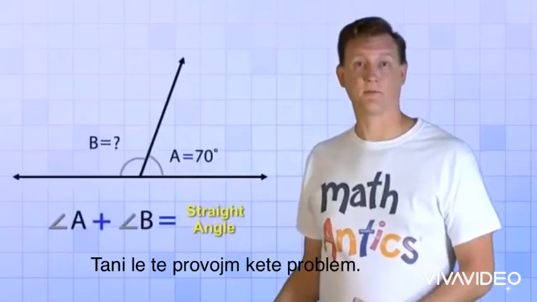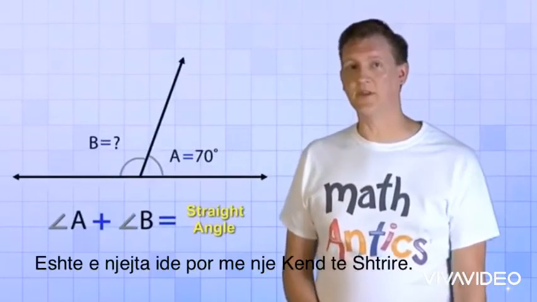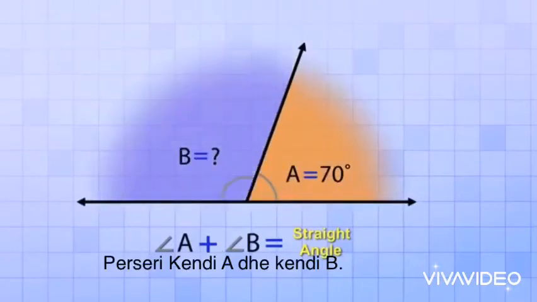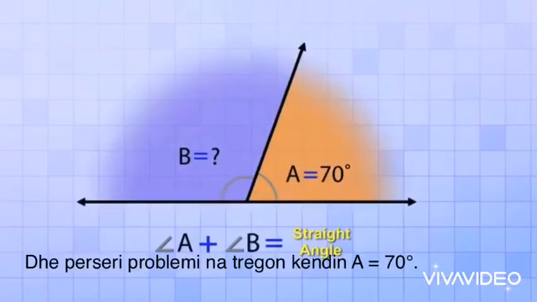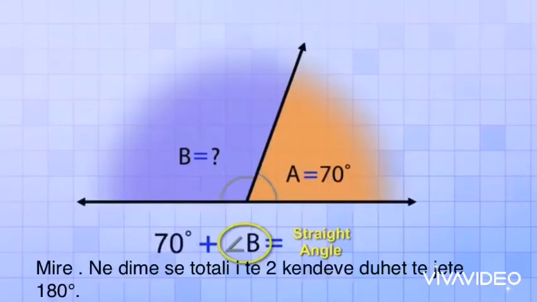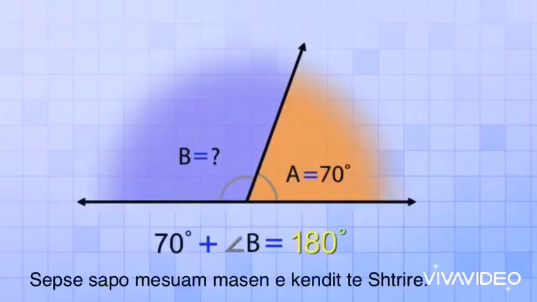Now let's try this problem. It uses the same idea, but with the straight angle this time. The straight angle is divided into two smaller angles. Again, angle A and angle B. And again, the problem tells us that angle A is 70 degrees, and it wants us to figure out what angle B is. Well, we know that the total of both angles must be 180 degrees because we just learned that that's how big a straight angle is.